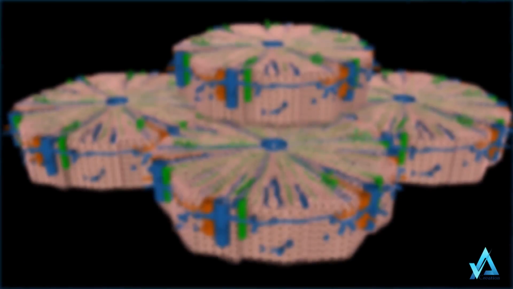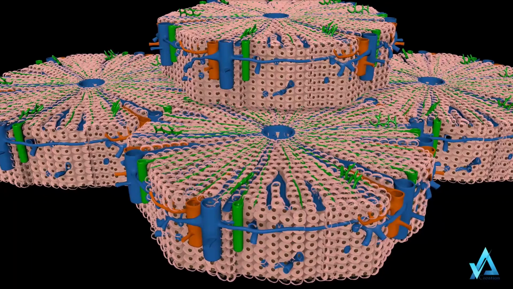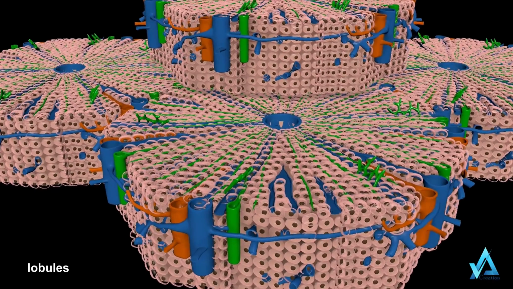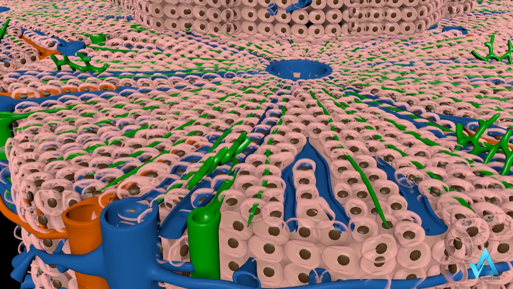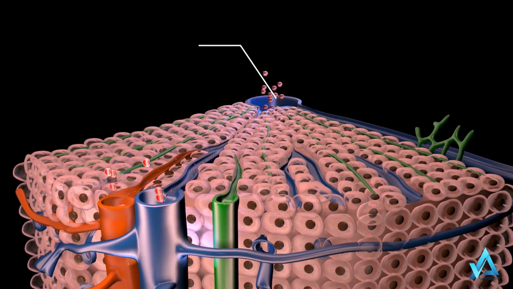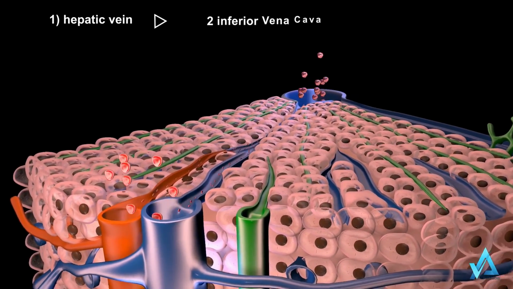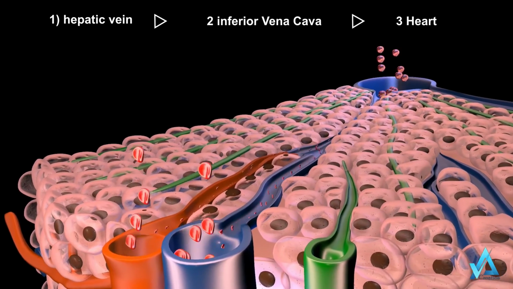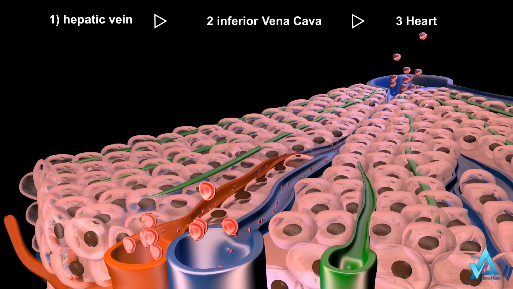The functional units of the liver are cylindrical structures called lobules. There are approximately 50,000 to 100,000 lobules present in the liver. Each lobule is organized around a central vein that empties into the hepatic veins and from there into the inferior vena cava, which is a large vein that brings blood from the lower half of the body to the heart.